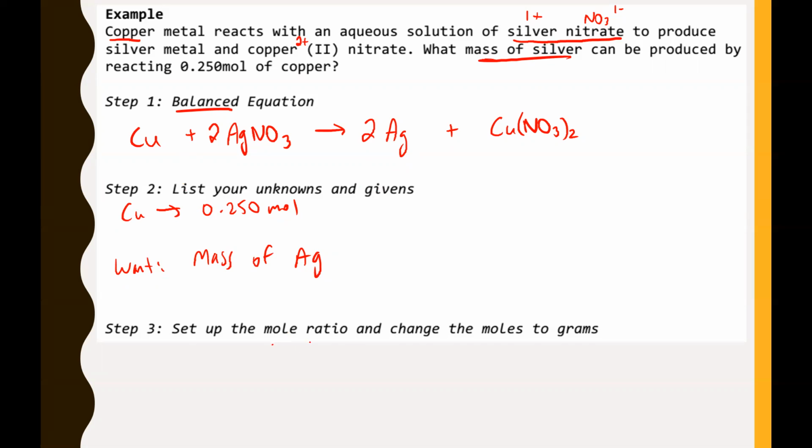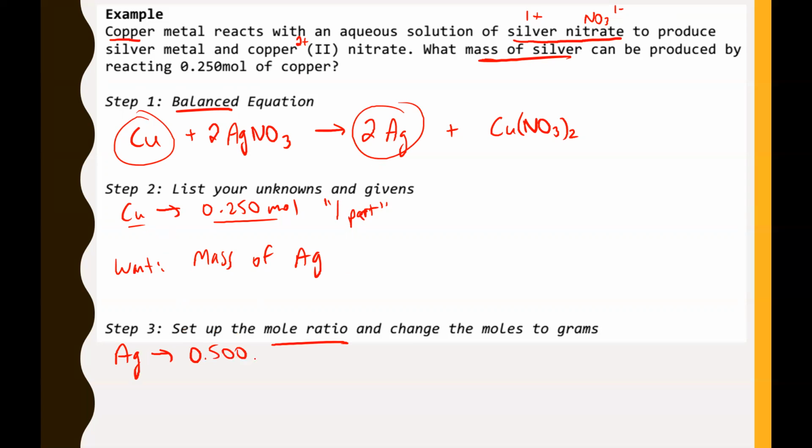So looking at your mole ratio, notice we have 1 part of copper, and then we have 2 parts of silver. So since this copper is only representing 1 part, we have to times that by 2 to turn it into 2 parts for silver. So for silver, if you just take 0.250 and multiply it by 2, you have 0.500 moles. So that is how many moles of silver we have.